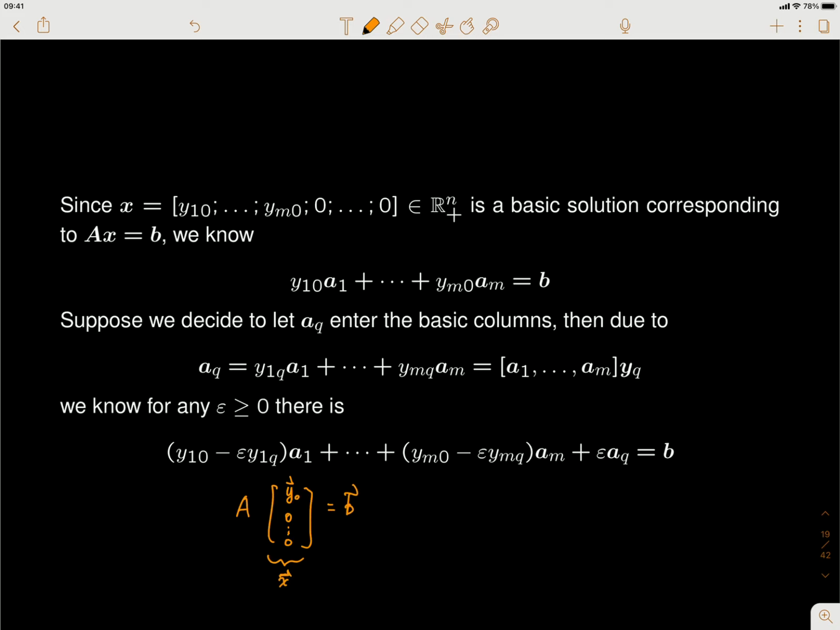On the other hand, I know that when I multiply A by this vector, yq, with all the others being 0, by multiplying A by this vector, I know this is equal to b. I'm going to move this aq to the left.